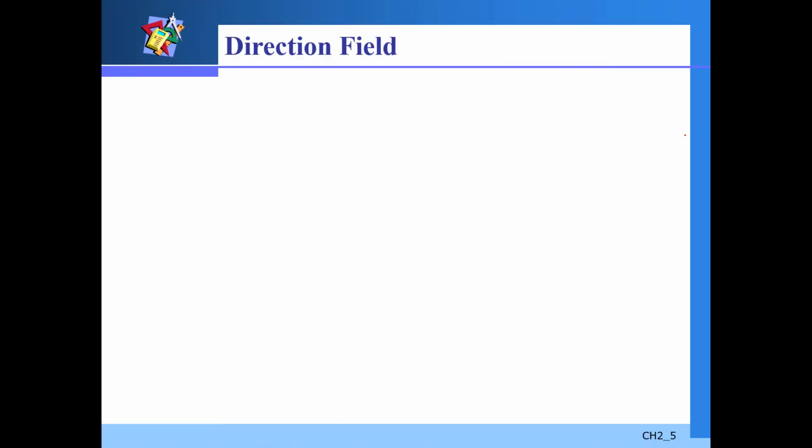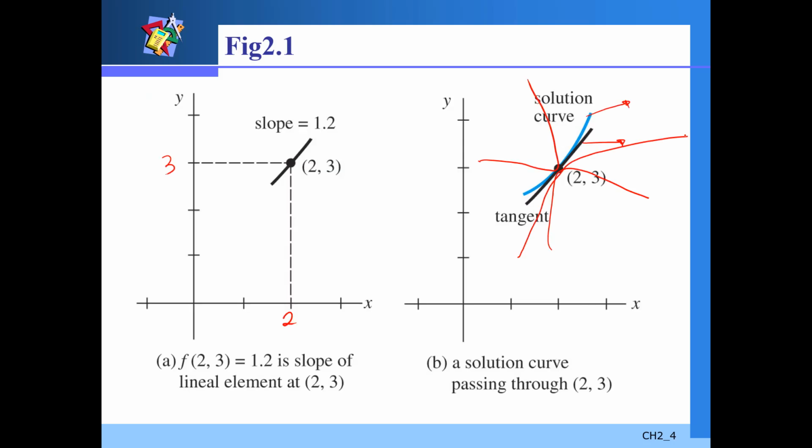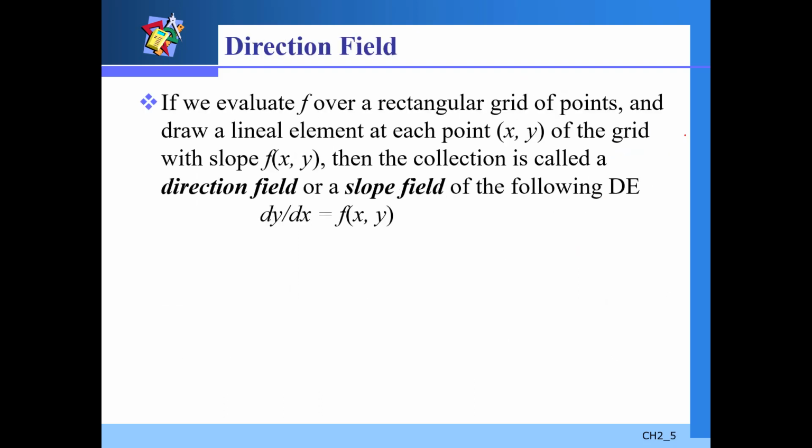So how to determine the best or the right solution curve? The first one, we have to determine the direction field. If we evaluate f over a rectangular grid of points, we draw a linear element at each point x, y of the grid with slope f of x, y.